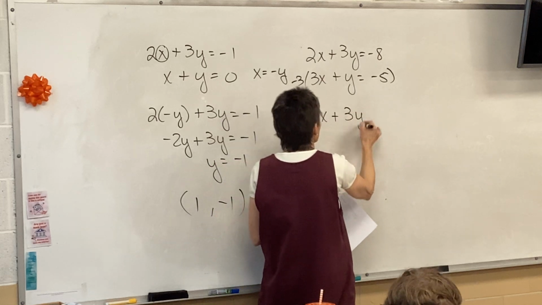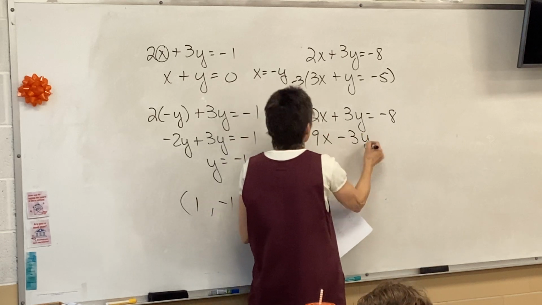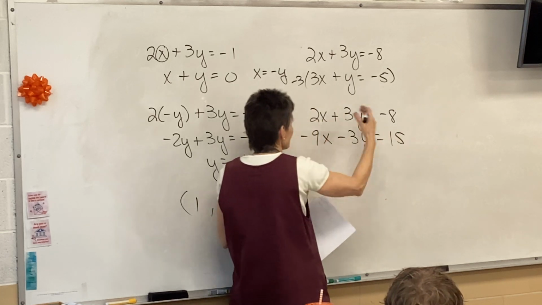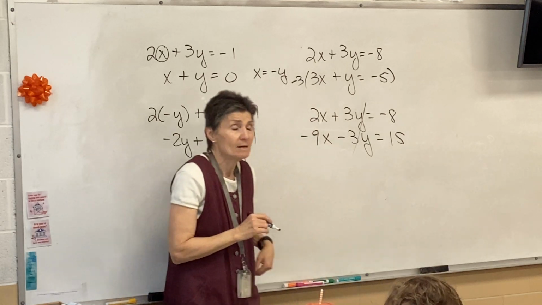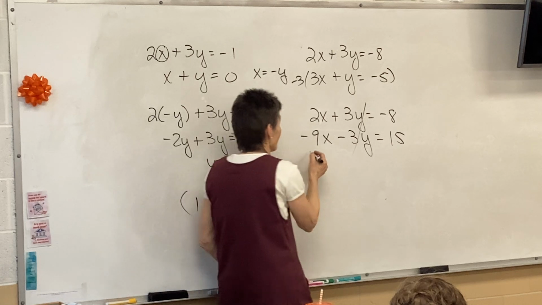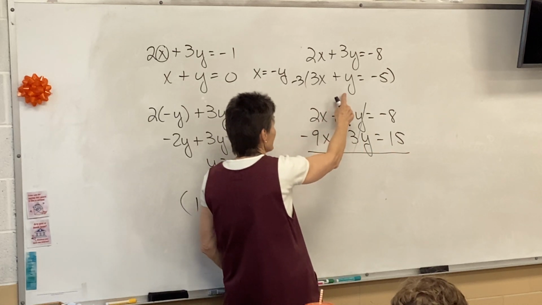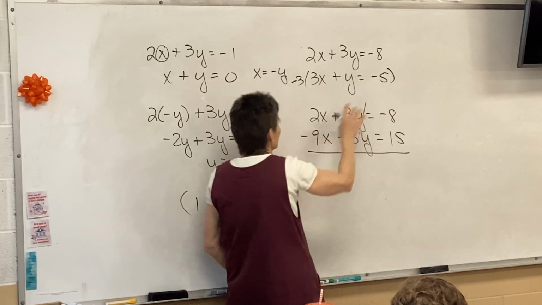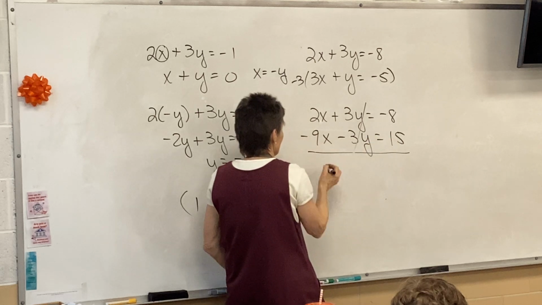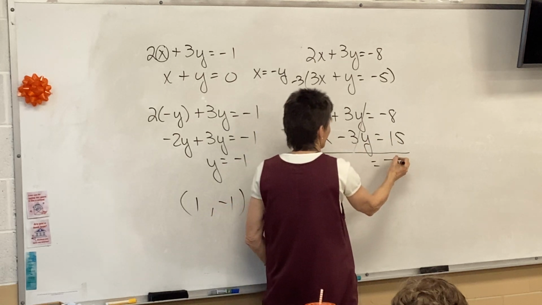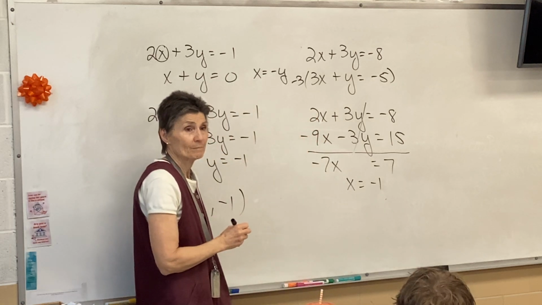There are other things you can do, but you've got to do something so that when you add your equations together, one of the letters cancels out. It does not have to be y, but something has to cancel out. Remember that when you multiply, in this case by negative 3, it's all across. So that's why I have a negative 9, a negative 3, and a positive 15. So negative 7x equals 7, and it looks like x equals negative 1.